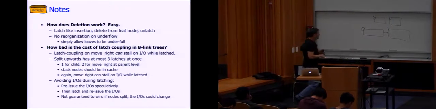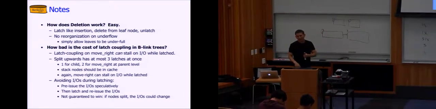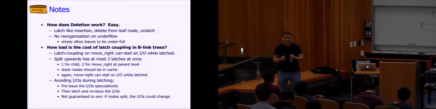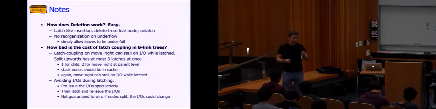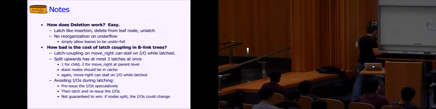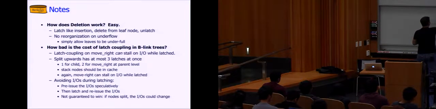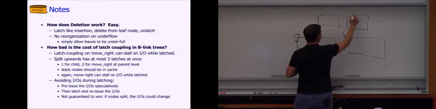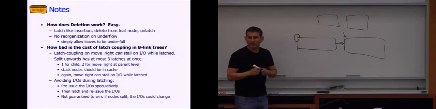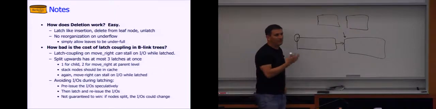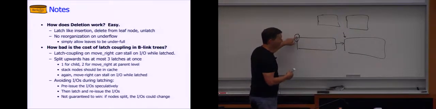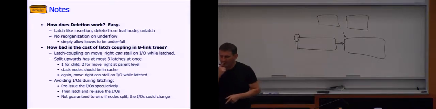If you're worried about it, though, there's various tricks in the literature for avoiding latch coupling. You don't actually do the latch coupling until you already try to do it. So what you do is you say, I'm at the leaf level. I want to latch my parent, but I'm not actually going to latch my parent. I'm just going to read my parent. And that'll force an I/O. So, no, that's not good. That doesn't help because we're still latched down here.